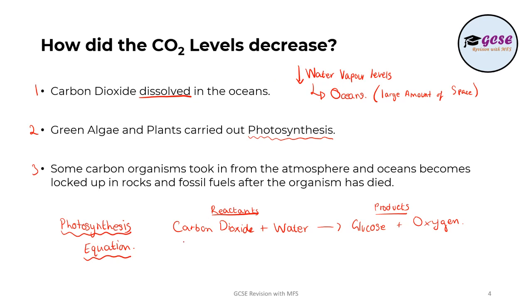Now, a reason why the carbon dioxide in the atmosphere declined was because of plants carrying out photosynthesis, because photosynthesis requires carbon dioxide. Plants take in the carbon dioxide from the atmosphere, react it with the water, and then produce the products, which are glucose and oxygen. So if the carbon dioxide is being used up, it led to a decline in the carbon dioxide levels.